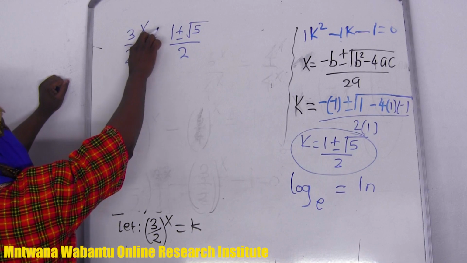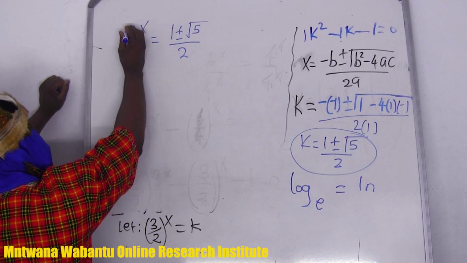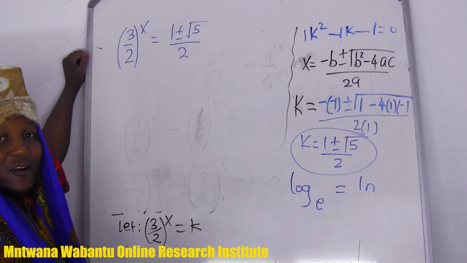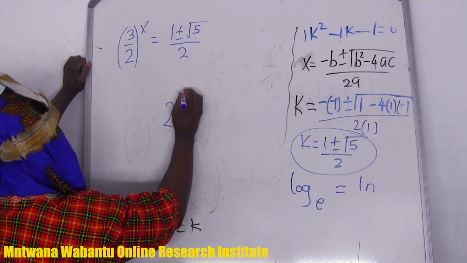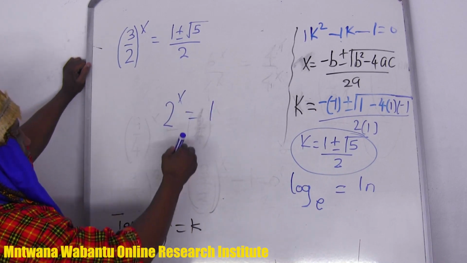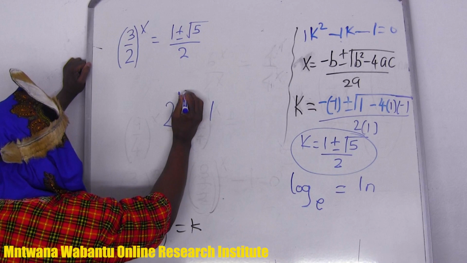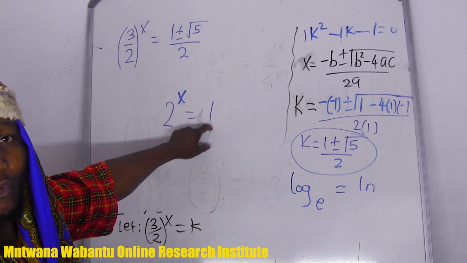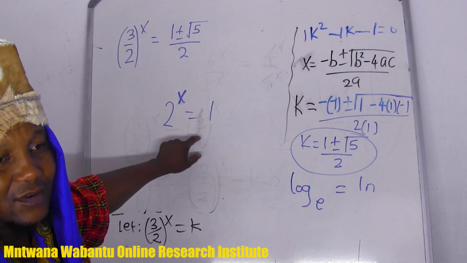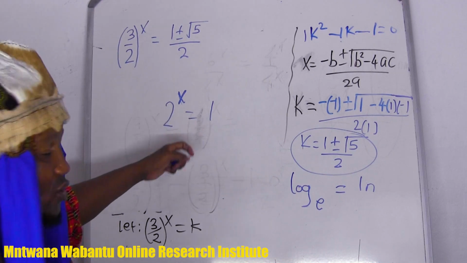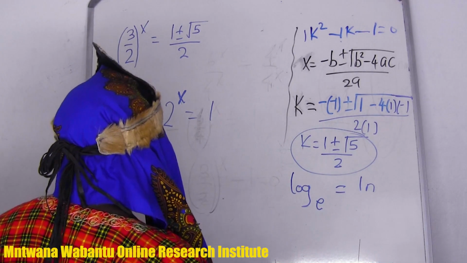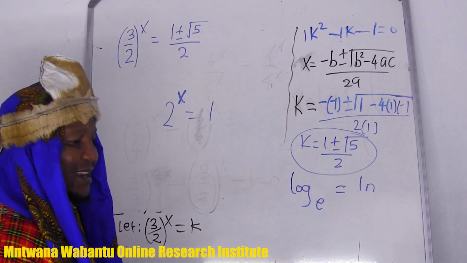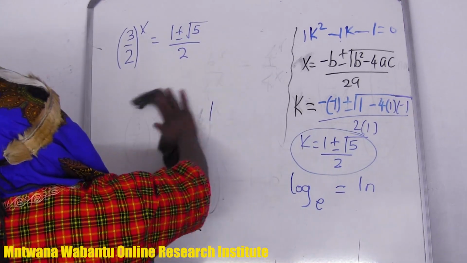Since I'm looking for the power here, remember this is a power. Why am I applying log? Let me explain something. If somebody gives, let's say, 2 power x equal to 1, or any number, and your power is unknown while you have an actual number on the other side, you apply log throughout, or ln, however you call it.